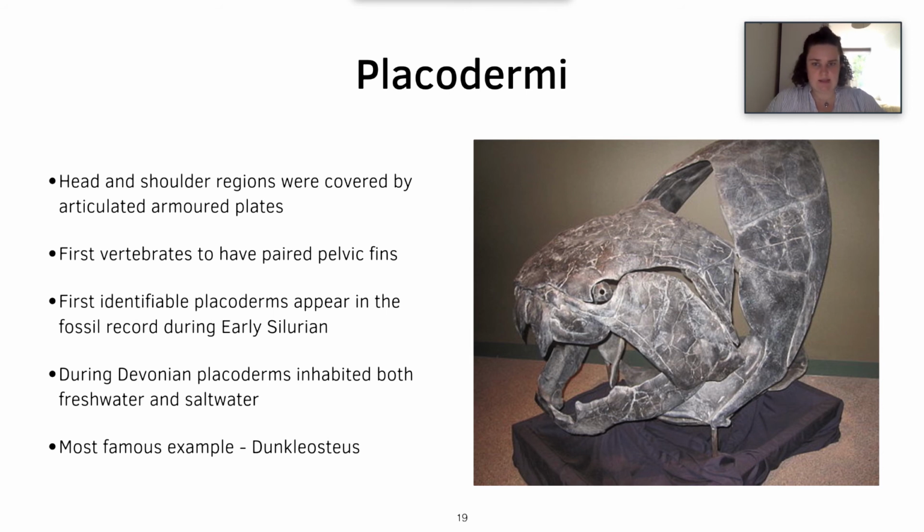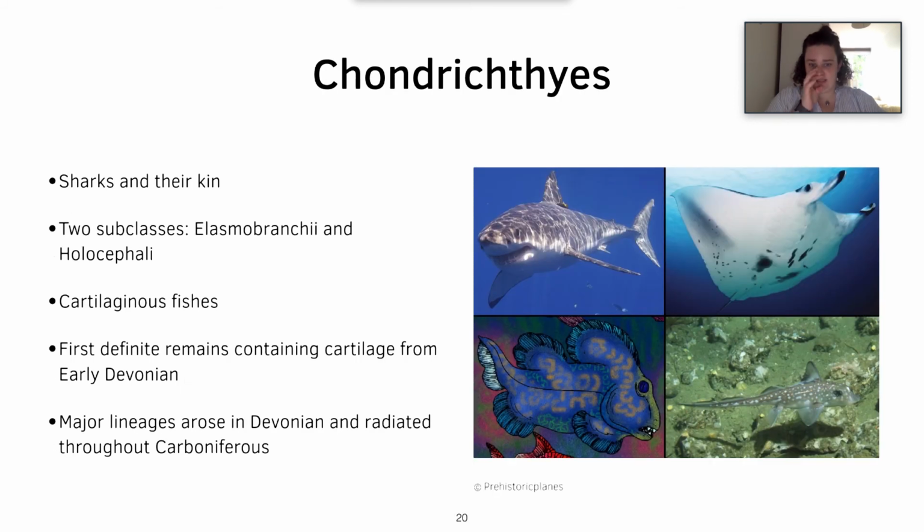So next in the gnathostomes, we have the chondrichthyes. These are the sharks and their kin. We have two subclasses: the Elasmobranchi, which are the sharks, rays, skates, and sawfish, and then the holocephali, which are the chimeras, which are deep sea fish.